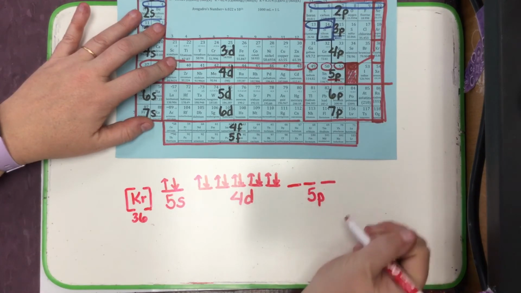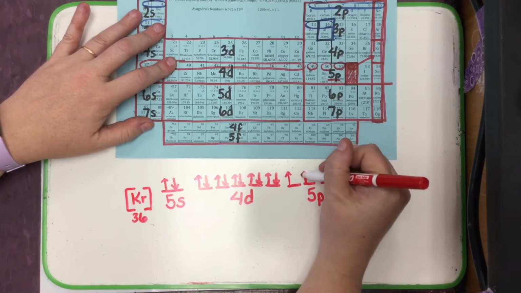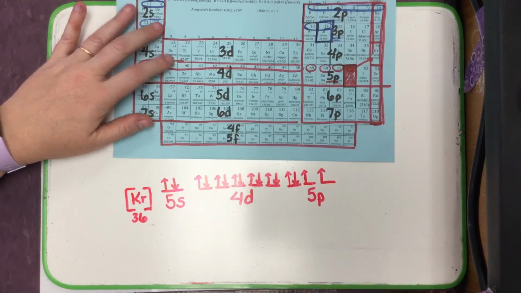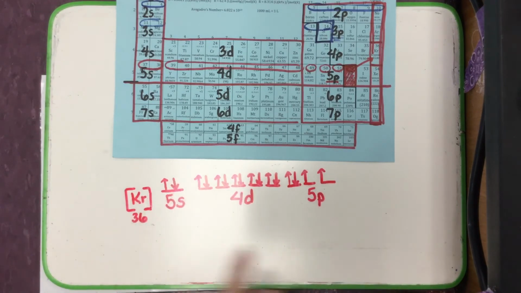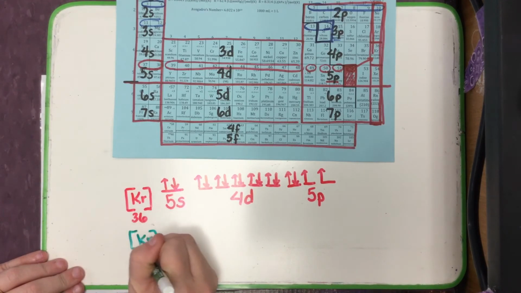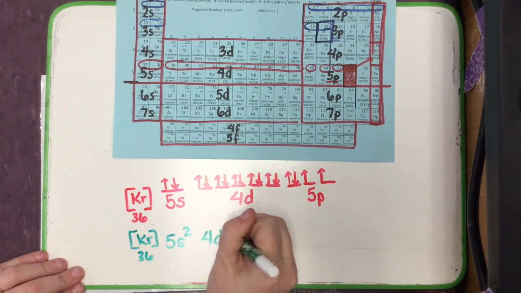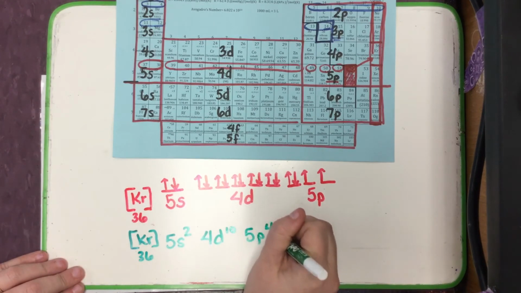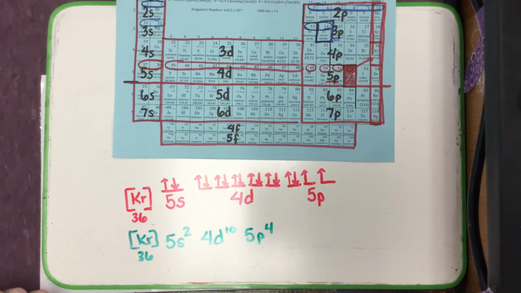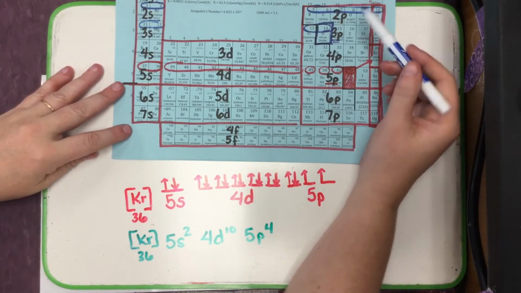P's always get 3 lines. We need 1, 2, 3, 4 arrows. So this would be my shorthand orbital notation for tellurium. I can very easily turn that into a shorthand electron configuration by simply changing the arrows to exponents. And it would look like that. We're going to do one more example together, and then we'll talk about the energy levels, subshells, and orbitals.